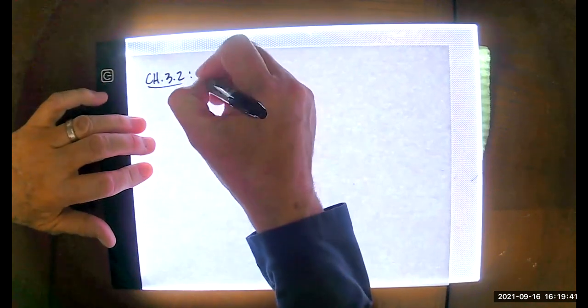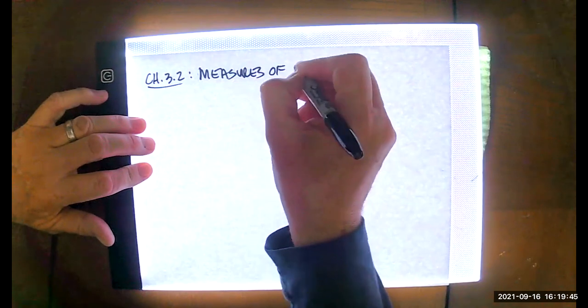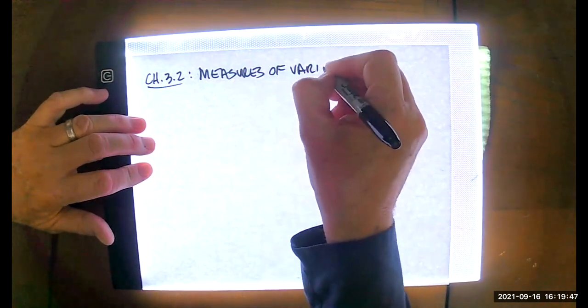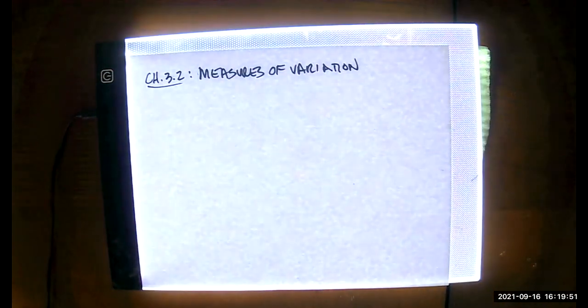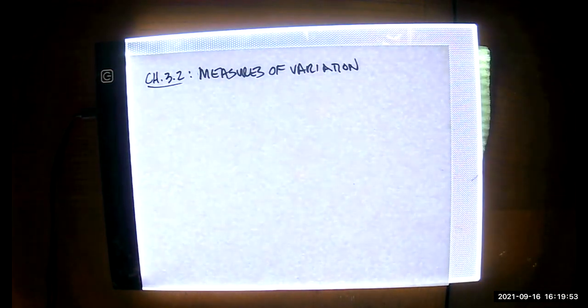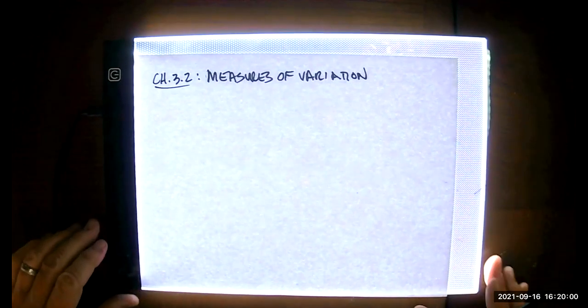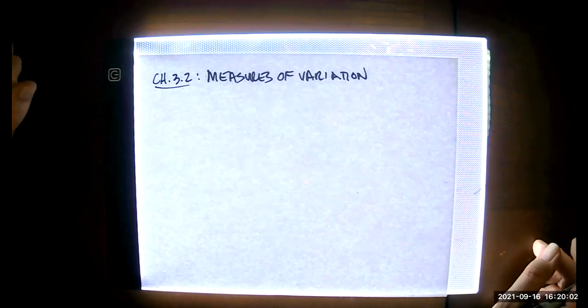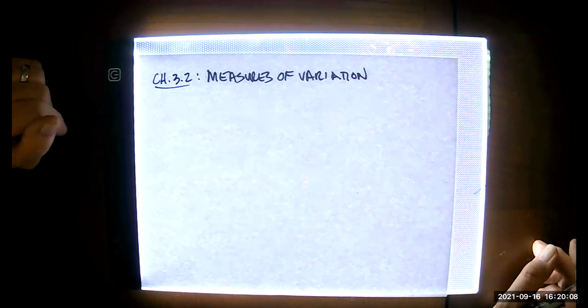3.2, measures of variation. It is truly the most important chapter in the book. Variation governs gosh darn near everything we do with inferential statistics, and even just plain old regular statistics where we report. So, measures of variation.